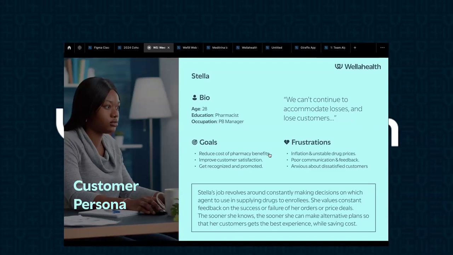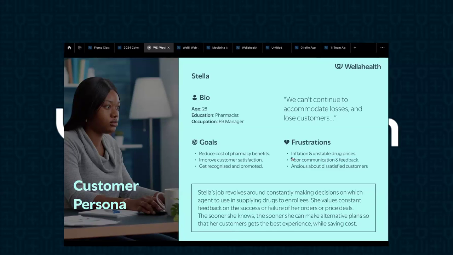Do you understand? So this is part of why it's important to understand the goals of the person that you are designing for. Then you need to understand their frustration as well, right? So part of the frustration is inflation and unstable drug prices, right? When we spoke to a lot of pharmacy benefits or health maintenance organizations, we found out that it wasn't even something that was within our theories, within our assumptions. We didn't think of that going into the problem that we wanted to solve.